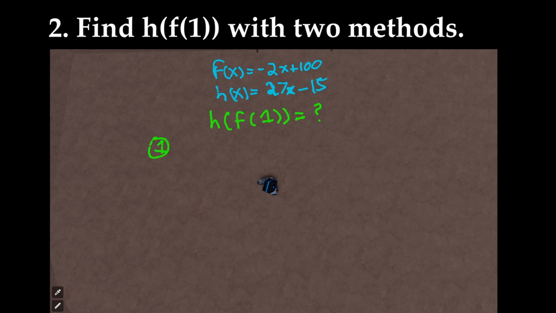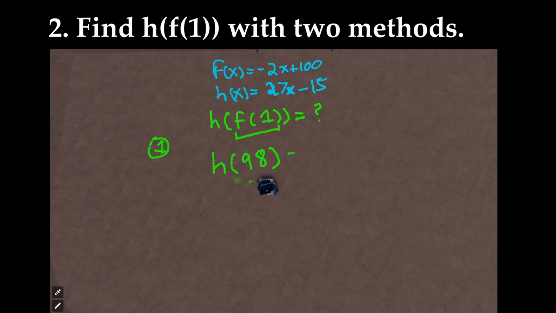So to start finding what h of f of 1 is, just start from the inside and work outwards. So start on the inside. The inside says f of 1. How do you find f of 1? Well, that's simple. You just plug in 1 into f of x. So f of 1 is going to be equal to negative 2 times 1 plus 100. Negative 2 times 1 is negative 2, plus 100 gives you 98. So we've just found that f of 1 is 98. And now we can just substitute that in for f of 1. So if you do that, you'll get h of 98 because f of 1 just turns into 98.